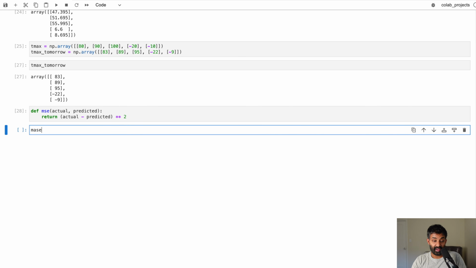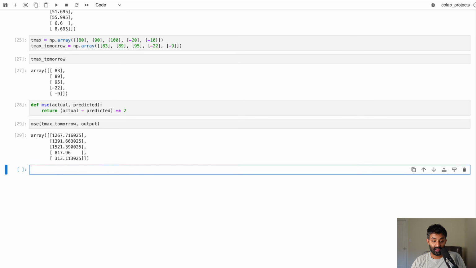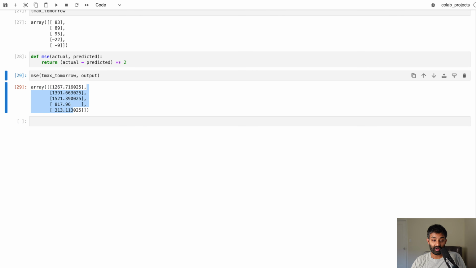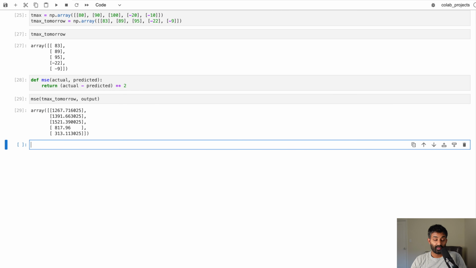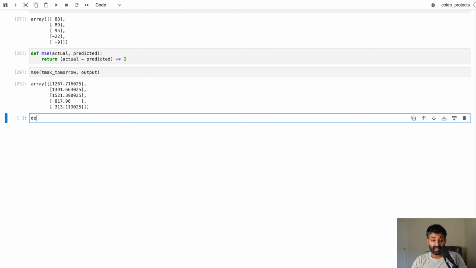And if we wanted to calculate our MSE, we could pass in our Tmax tomorrow, and we could pass in our output. And this basically gives us our mean squared error for each of our input temperatures. Now, remember, with gradient descent, we need to actually find the gradient of our loss function, right? The rate of change. So as I change the input to the loss function, how does the loss function actually change? So luckily, the gradient of mean squared error, as we saw last time, is not very complicated.